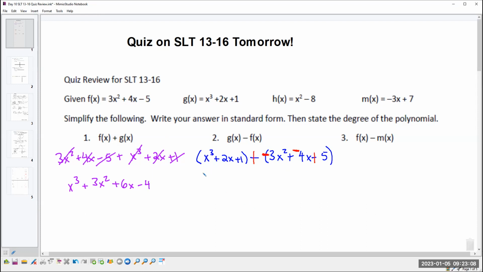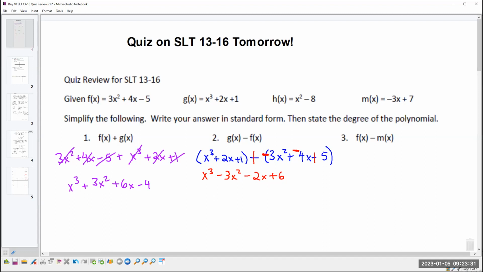Then when I put the like terms together, 3x squared has no like terms. Negative 3x squared has no like terms. 2x minus 4x becomes negative 2x. And 1 plus 5 becomes 6. Why don't you pause the video at this point and try number 3?